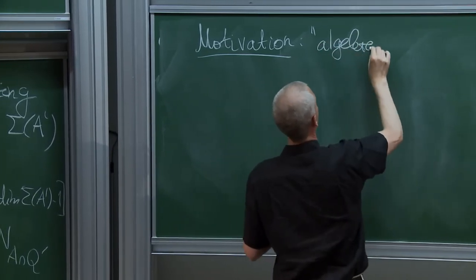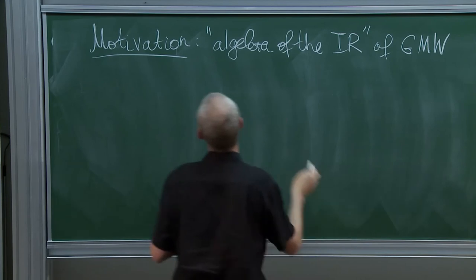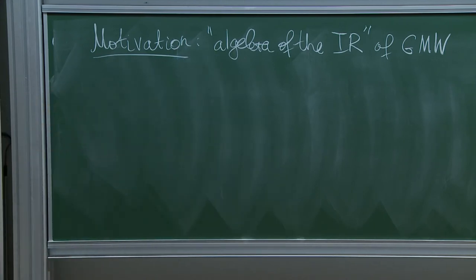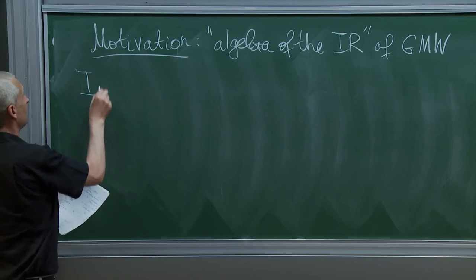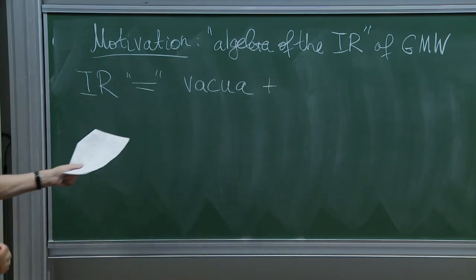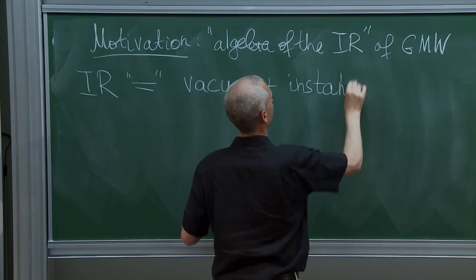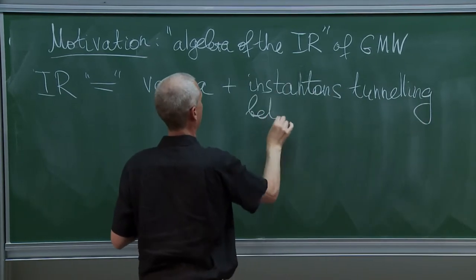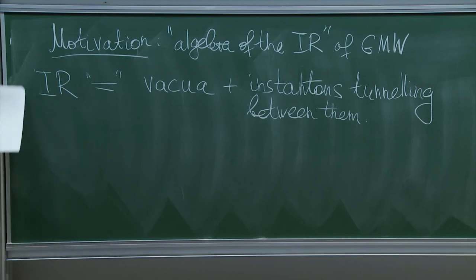The motivation will be in the algebra of the infrared of the modern vector. So first of all, why infrared in the first place? From general physical understanding, the infrared analysis corresponds to the study of the vacuum or different vacua. So infrared sort of equals a collection of vacua plus instantons, tunneling between different vacua, plus perturbation in this direction. This is a kind of general physical principle.